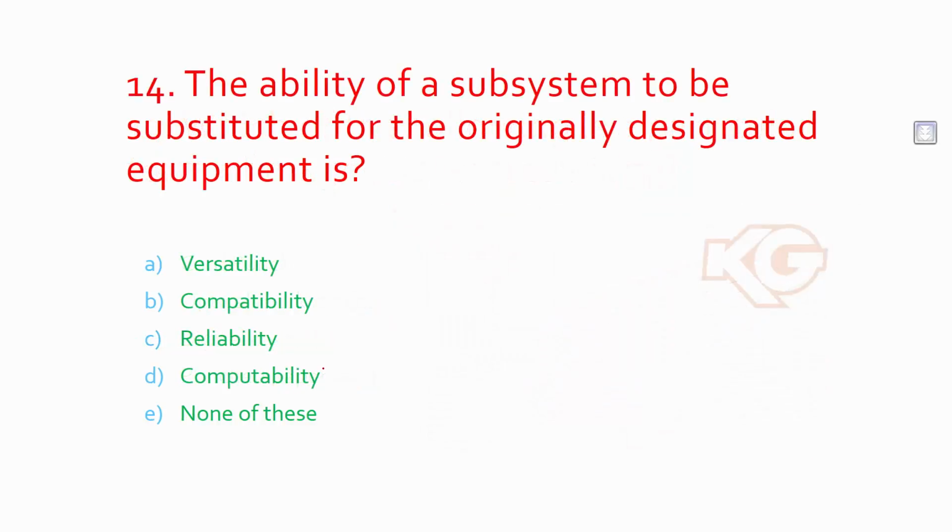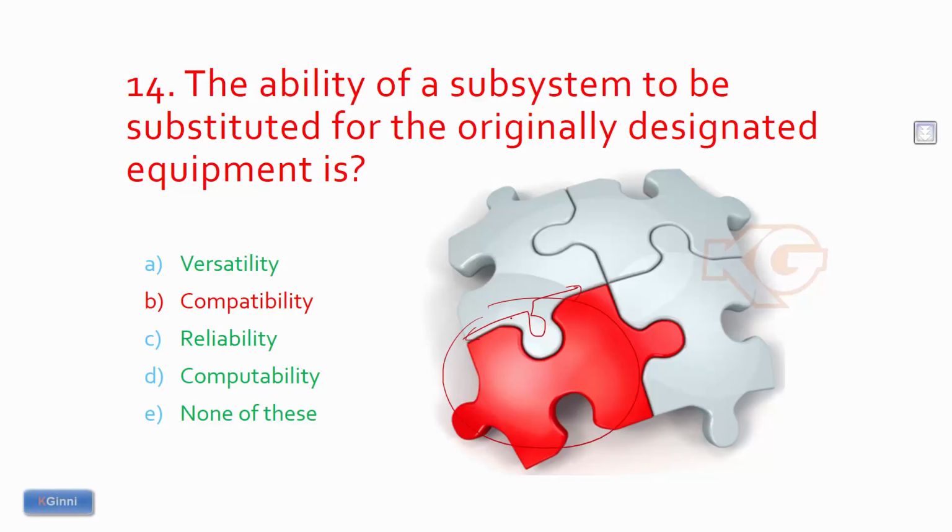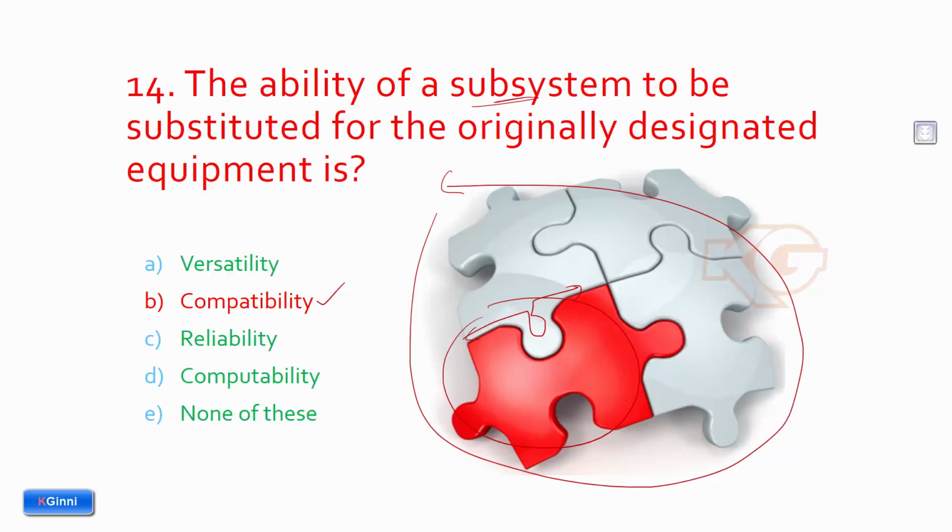The ability of a subsystem to be substituted for the original designated equipment. So what is that? Is it versatility, compatibility, reliability, computability? Option B is pretty close, compatibility. You can see how this new object of different color can be easily set into the existing one. This is possible only due to the design. It has its cutout over here as well as some additional information over here. So these two are sticking together to make on the whole a simple object. So that's the reason we need to choose this option.